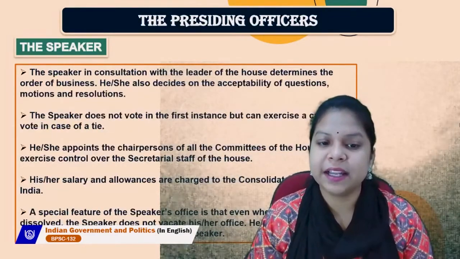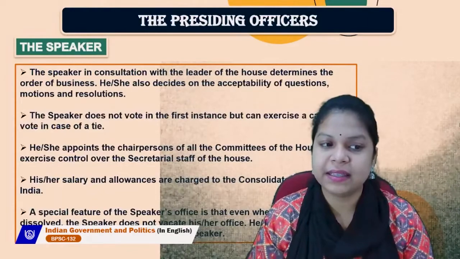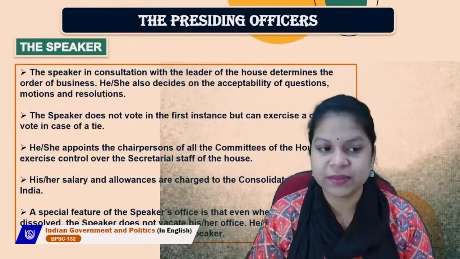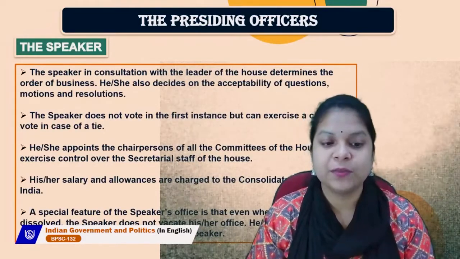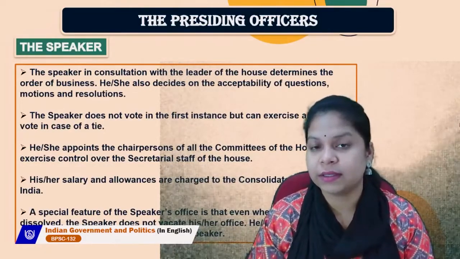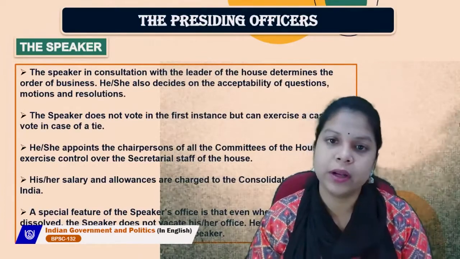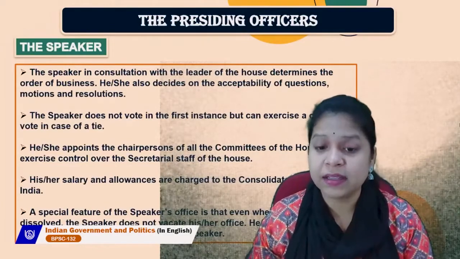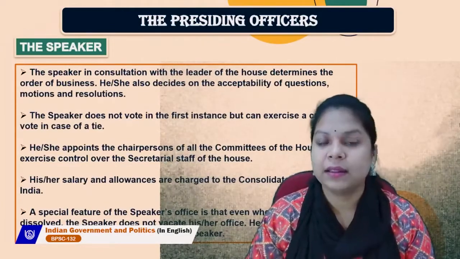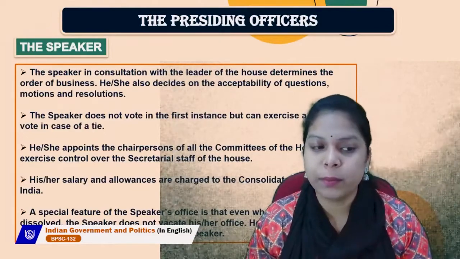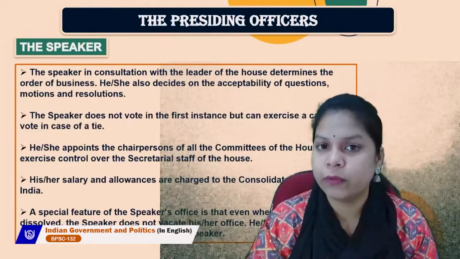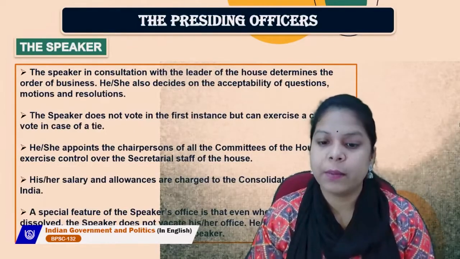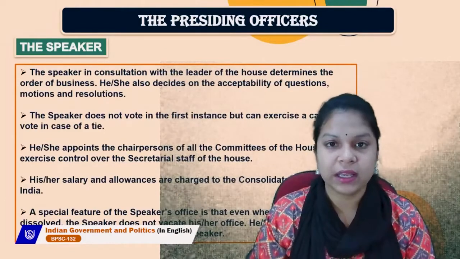The Speaker, in consultation with the leader of the House, determines the order of business. He or she also decides on the acceptability of questions, motions, and resolutions. The Speaker does not have a vote in the first instance. For example, if there is voting going on in Lok Sabha, the Speaker does not have a vote in the first instance. But if there is a tie, the vote of the Speaker becomes important because it will be the tie-breaking vote. So the Speaker can exercise a casting vote in case of a tie.